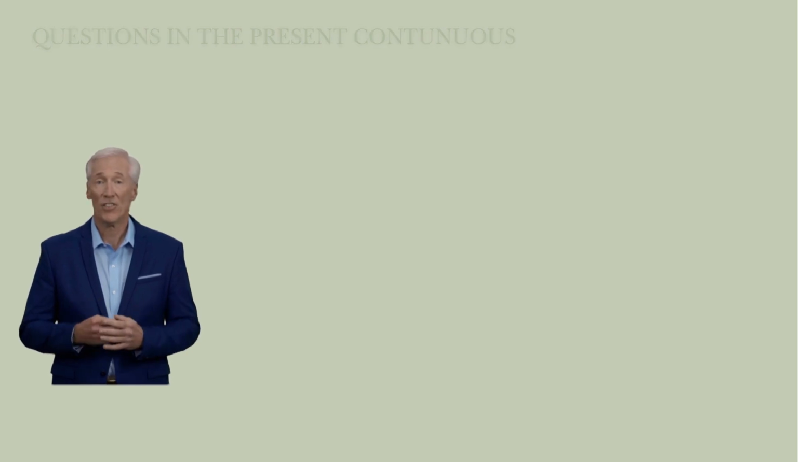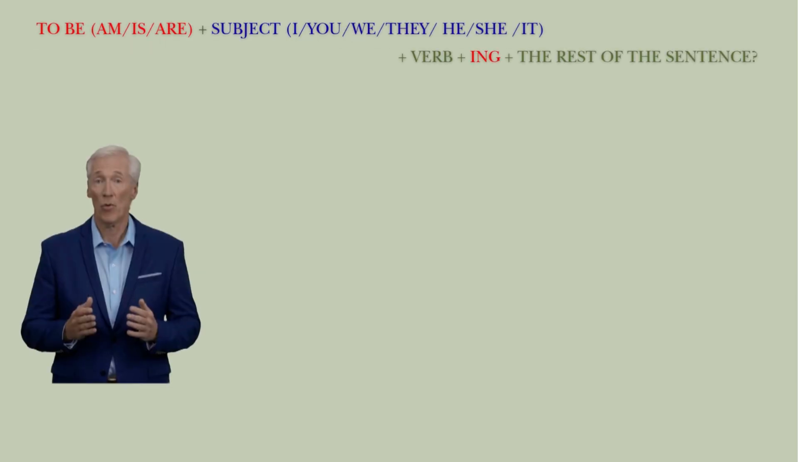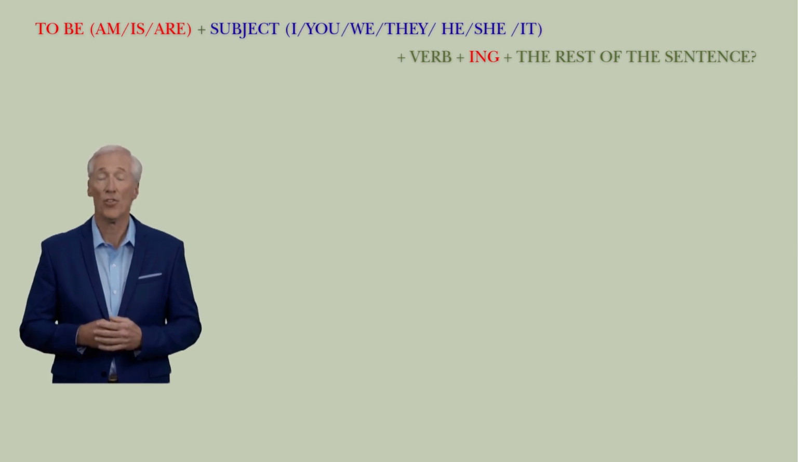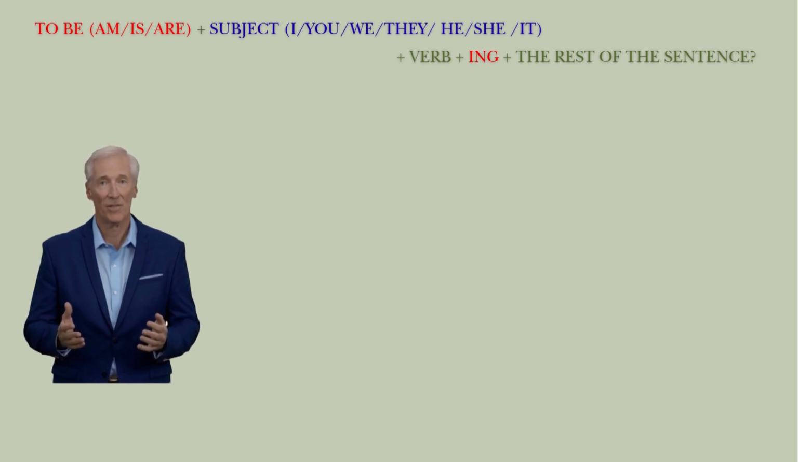How to form the question. The subject and to be swap. To form a question, we swap the position of the to be verb and the subject. To be, am, is, are, plus subject, plus verb, plus ing, plus the rest of your sentence.